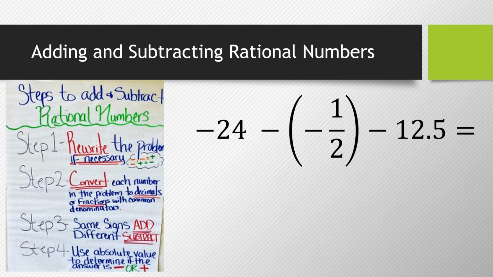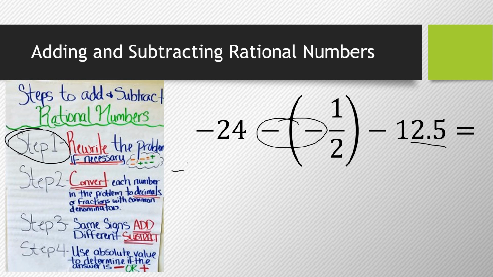So we're going to begin by going through the steps. Step 1 says to rewrite the problem if necessary. I see 2 signs over here, so I know I'm going to need to rewrite it. And I also see decimals and fractions all over the place. So I need to rewrite the ones that are decimals as fractions.